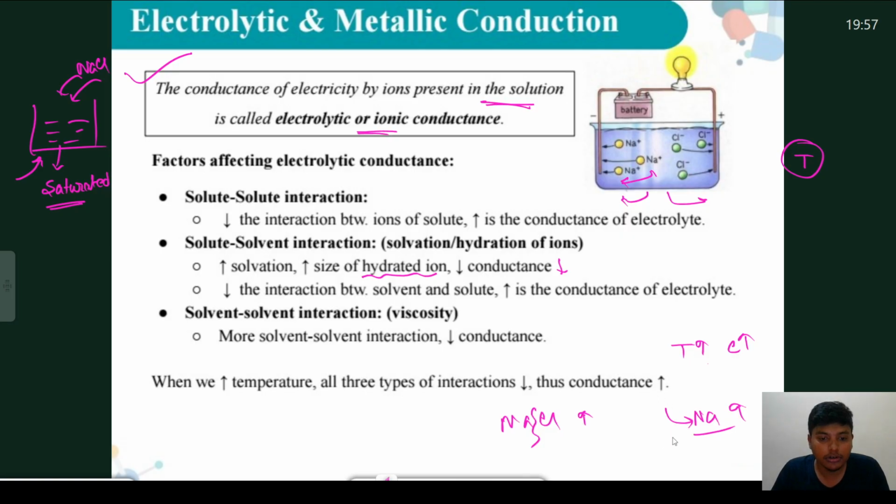Understood? What are the factors affecting electrolytic conductance? Note down, note down.